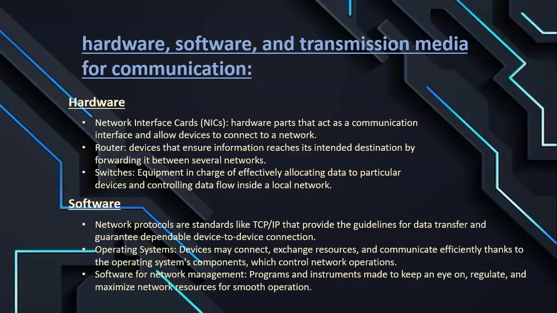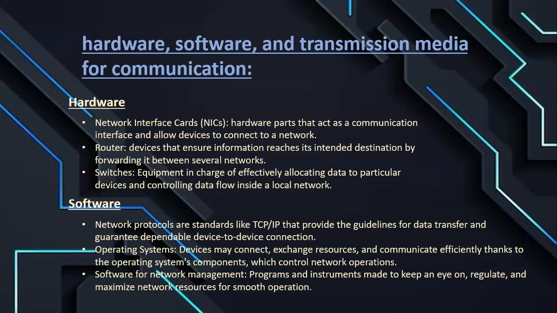Hardware, software, and transmission media for communication. Hardware: network interface cards (NIC), hardware parts that act as a communication interface and allow devices to connect to a network. Routers, devices that ensure information reaches its intended destination by forwarding it between servers and networks. Switches, equipment in charge of effectively allocating data to particular devices and controlling data flow inside a local network.